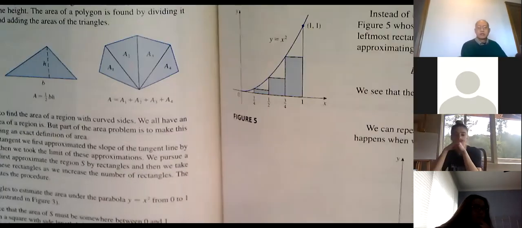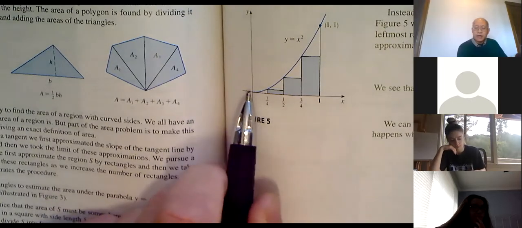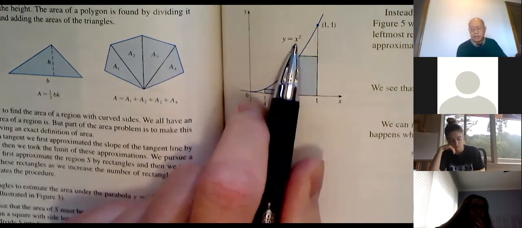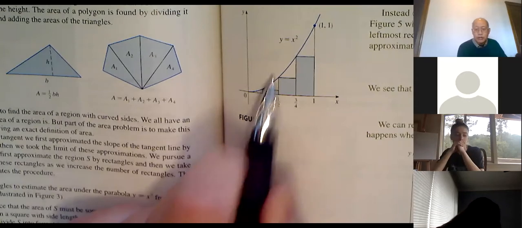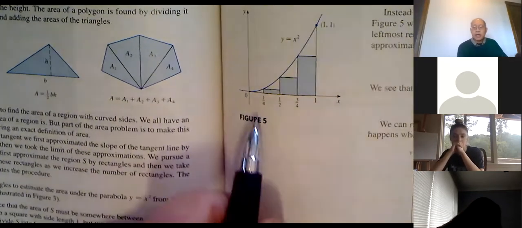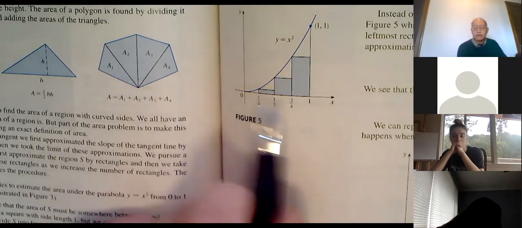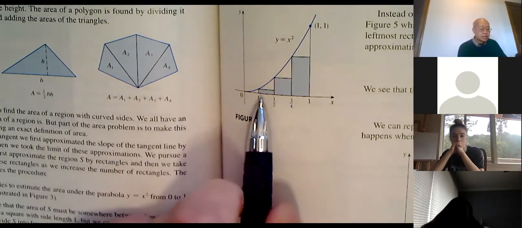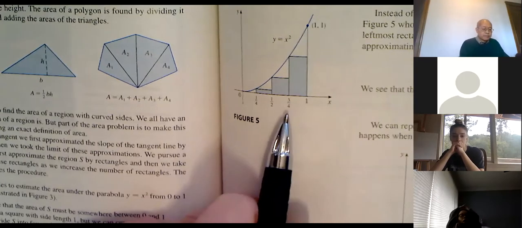Okay. What did they do over here? They took the function value at the left endpoint. So the left endpoint was 0. If you plug in 0, you get 0. Okay. This height is f of 1/4. This height is f of 1/2. This height is f of 3/4. They took all the left endpoints, figured out the height. The bases are the same. The bases are all 0.25 or 1/4. And just add them all up. Base times height, base times height, base times height, and so on.